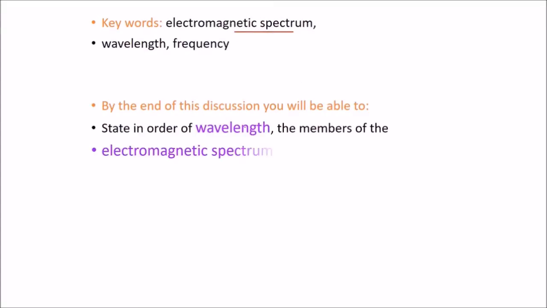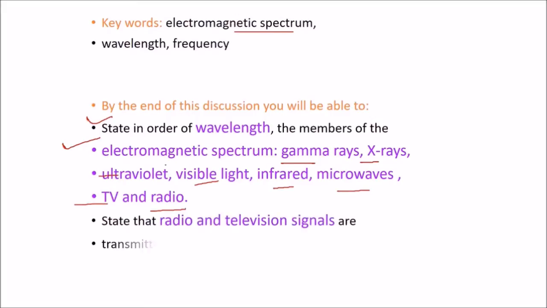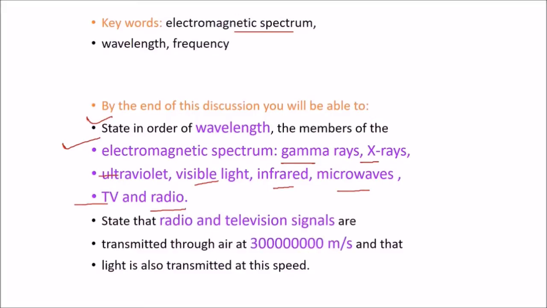And we are going to learn, we state the order of wavelength, the members of the electromagnetic spectrum: gamma, X, ultraviolet, visible, infrared, microwaves, TV and radio waves. We state the radio and television signals. These are transmitted through air at 3 × 10^8 meters per second. Light is also transmitted at this speed. So electromagnetic radiations or signals and light both travel at this speed.